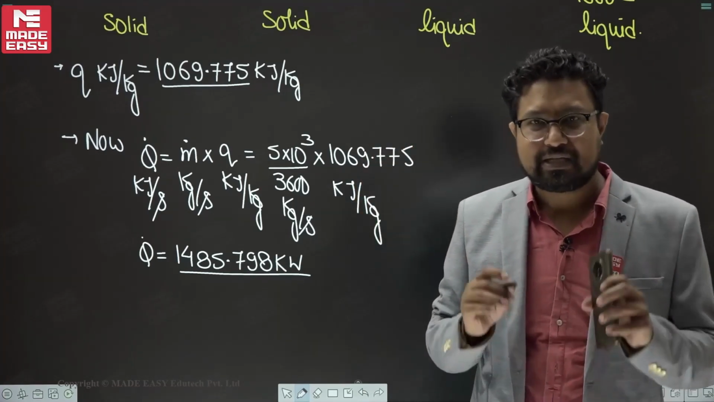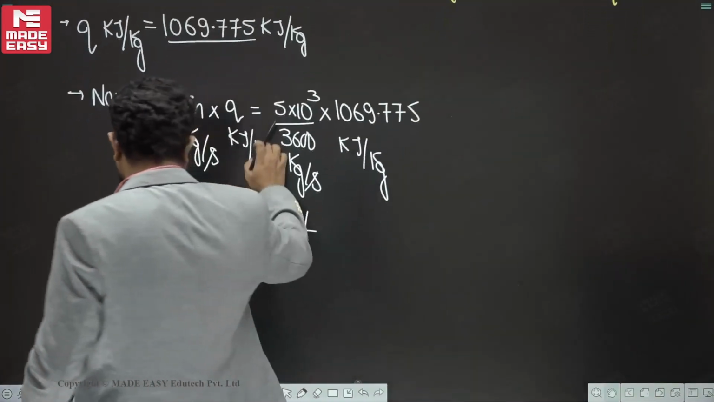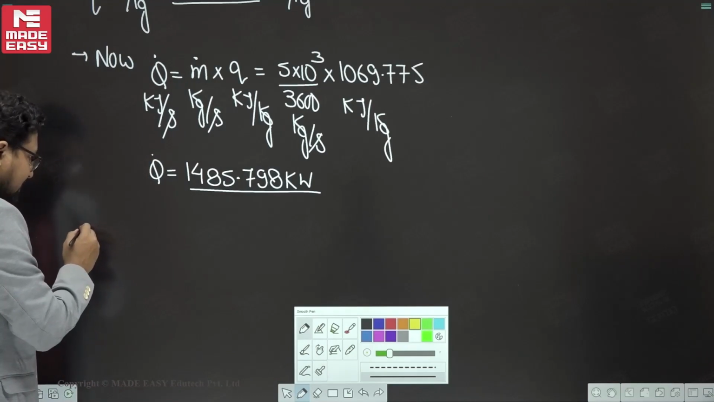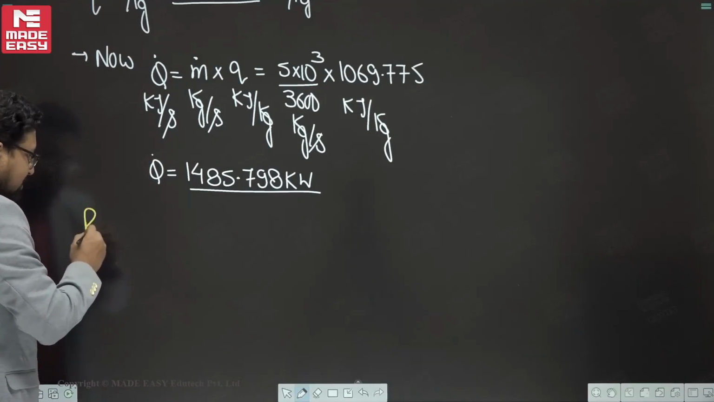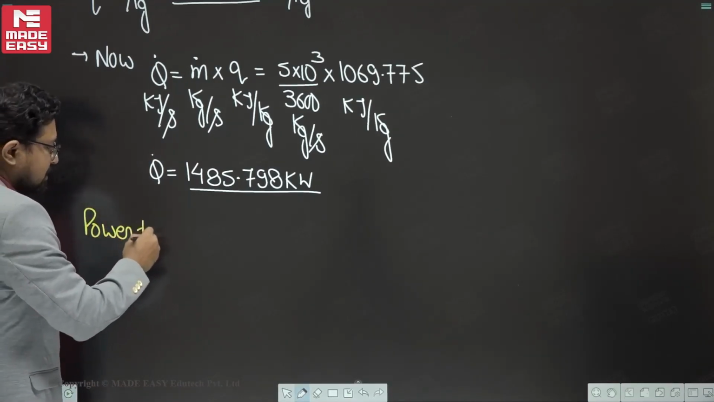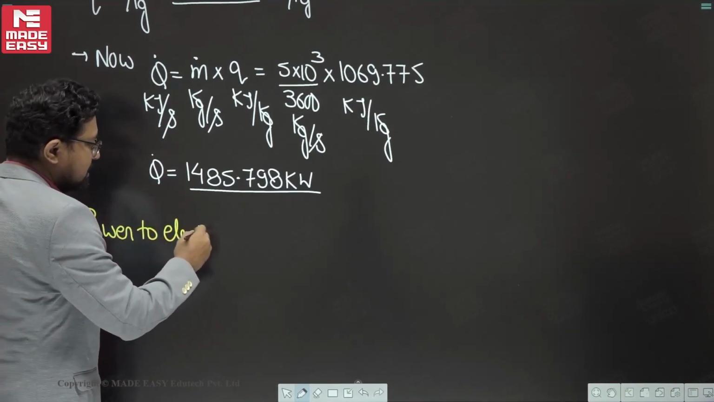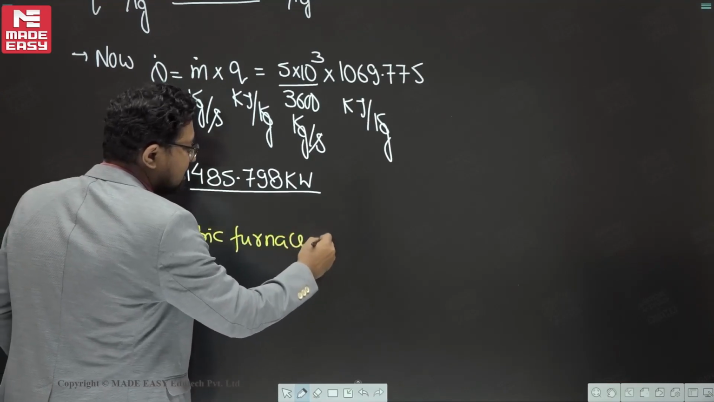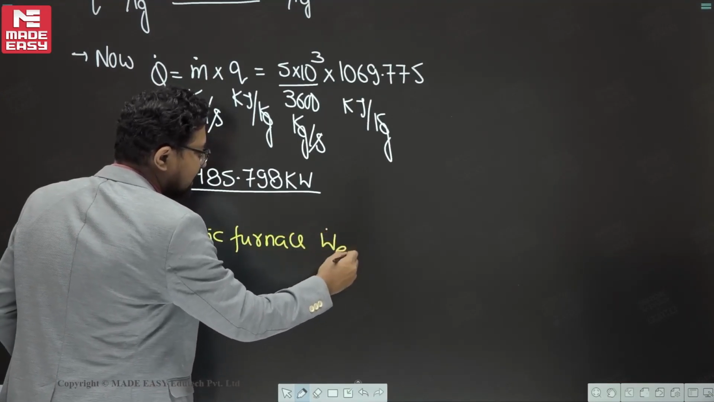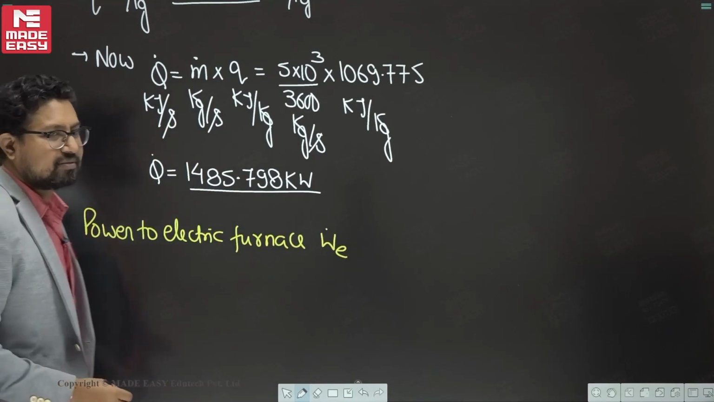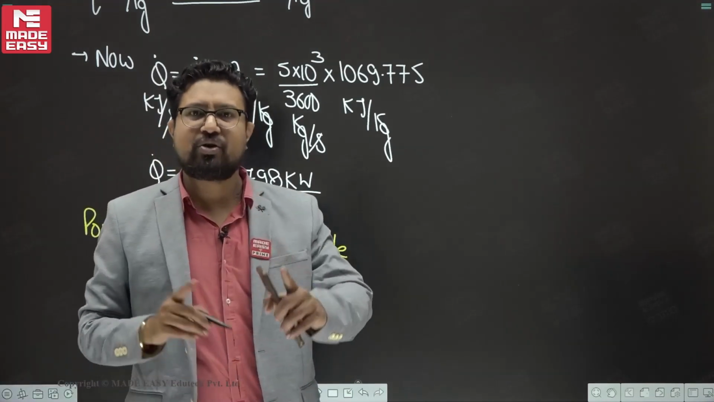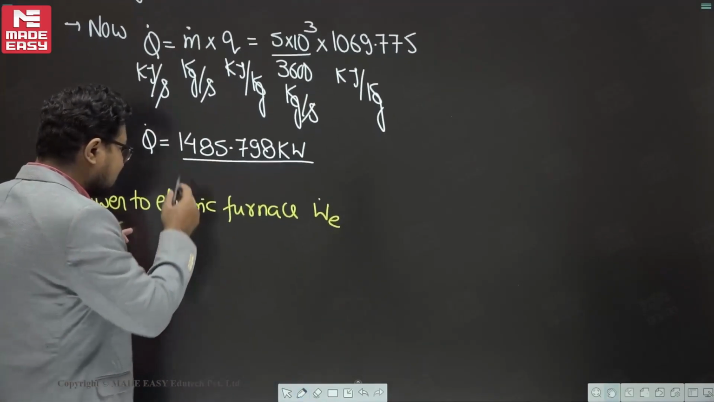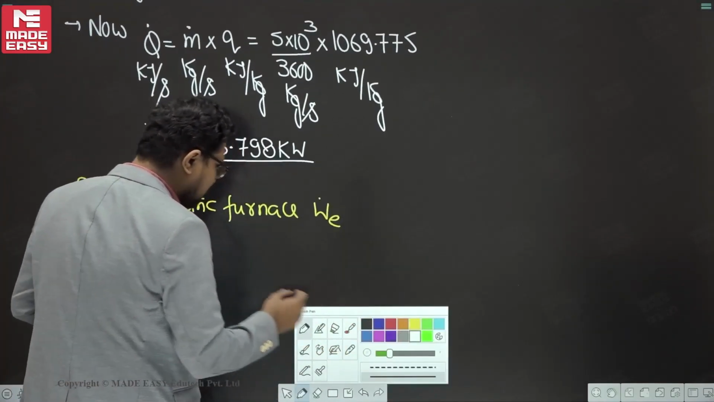Suppose we are supplying the power to the electric furnace. Let us say the power to the electric furnace is W dot E, the electrical power which you are supplying to the electric furnace. So, this is the power which you are supplying, and how much heat is it supplying? The electric furnace is supplying heat, that is equal to Q dot.